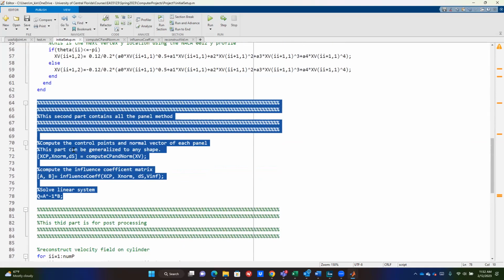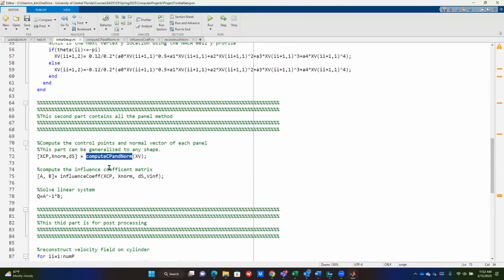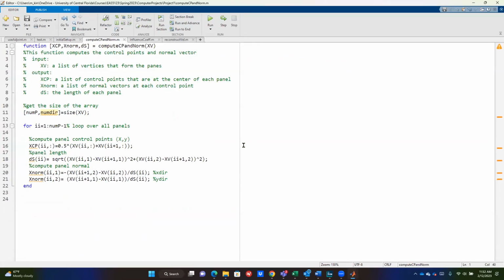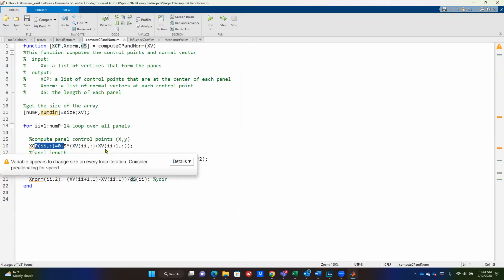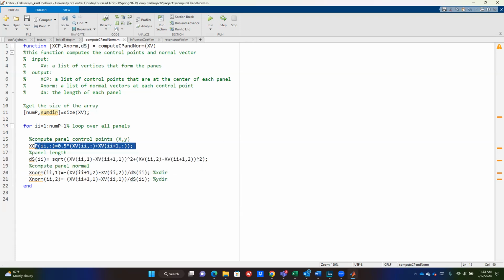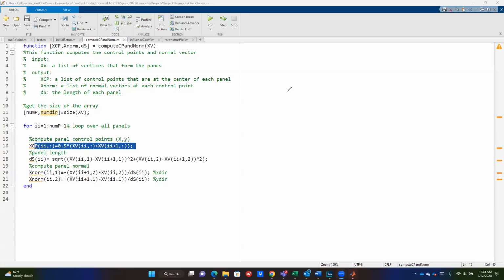Okay, so what does this do? It has one part that computes control points and the normal vectors. So the input is the vertices. The output is a control point, a normal vector, and a size of the cell. So the control points are literally, so these are our vertices.